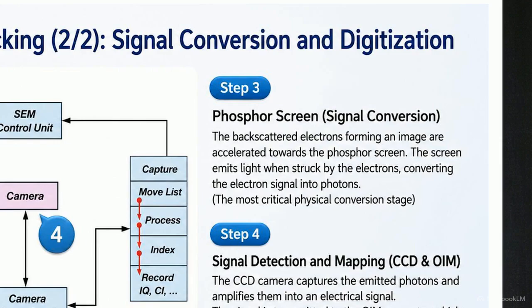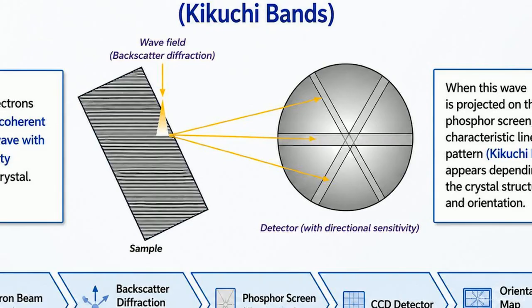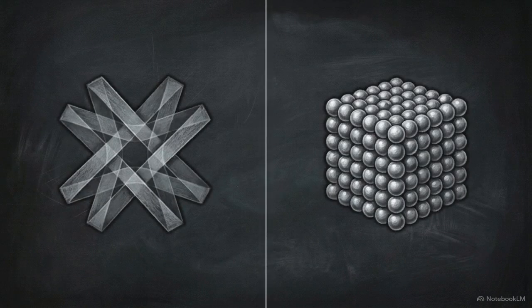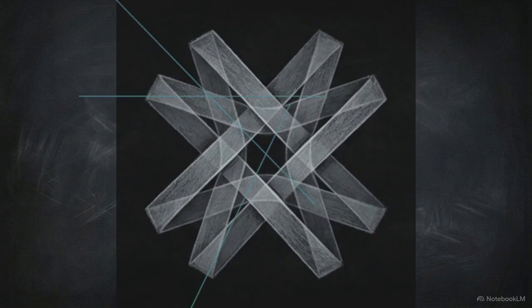The three-dimensional diffraction cones project outward from the sample and intersect with the flat plane of the phosphor screen. Because the cones are incredibly shallow, their intersection forms pairs of nearly straight, parallel lines. These are Kikuchi bands. The geometry of these bands mirrors the crystal lattice. The width between a single pair of Kikuchi bands correlates exactly to the interplanar spacing of the atoms. Furthermore, the distinct angles formed where multiple Kikuchi bands intersect reveal the overall crystallographic orientation of that specific dwell point.